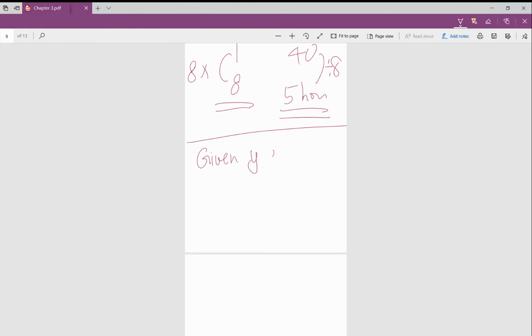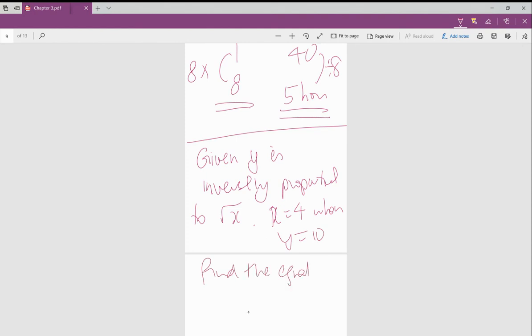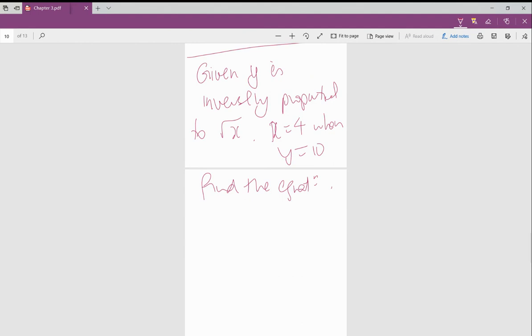Given y is inversely proportional to square root of x, x equals 4 when y equals 10. Find the equation. Pause and you can try.